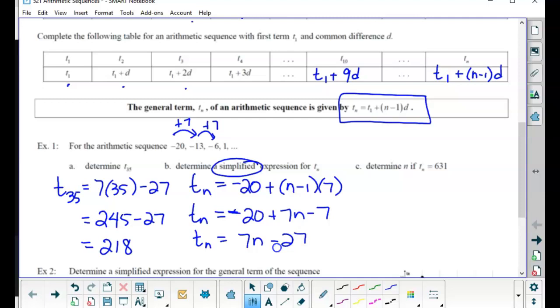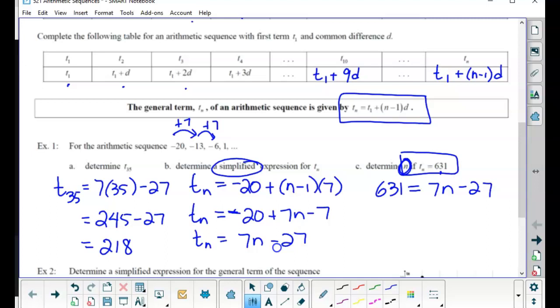35 minus 27. Okay, and then sometimes what you might want to do is figure out which term number a certain value is. So here we want to find n if we know what the term value is. That means this is your Tn. So now 631 equals 7n minus 27.